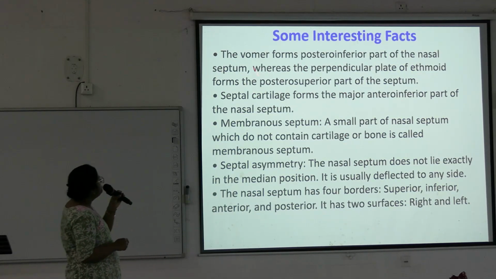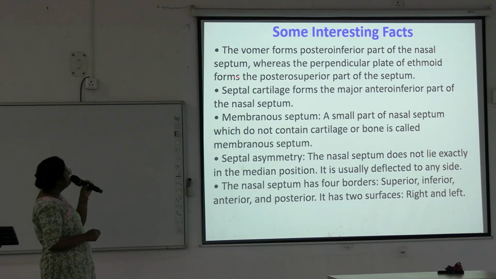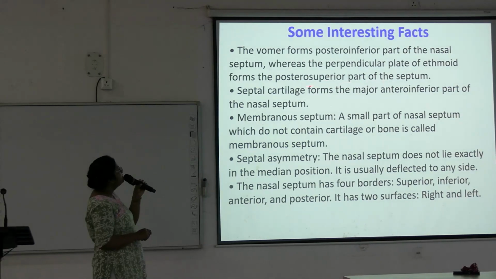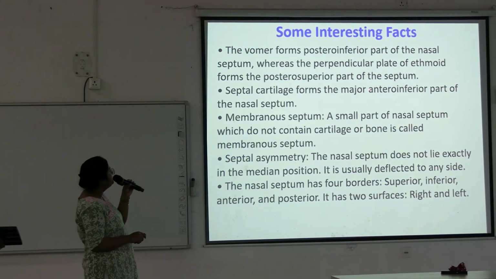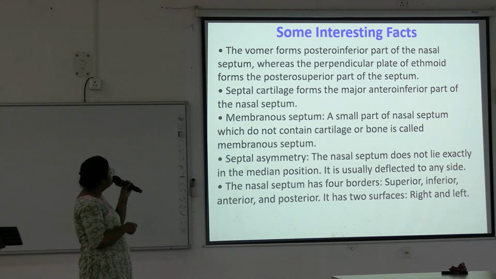So the vomer forms the posterior-inferior part of the nasal septum, whereas the perpendicular plate of the ethmoid forms the posterior-superior part of the nasal septum. And the septal cartilage forms the major anterior-inferior part of the nasal septum. You have seen this in the previous picture.